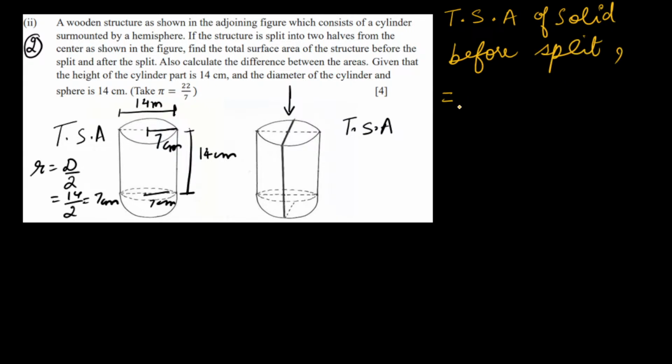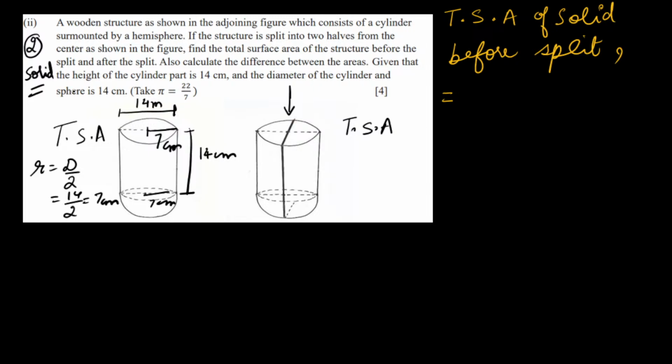So what will it be? See, for total surface area, you have to see which surfaces are coming here. So you have to add all the surfaces which are there. And here it is not mentioned which type of cylinder is there. If it is not mentioned whether it is solid or hollow, you have to consider it as solid only.